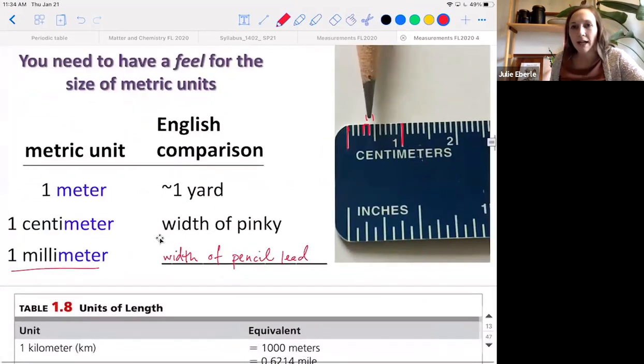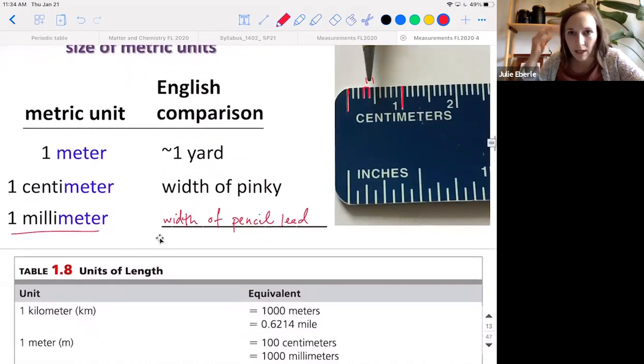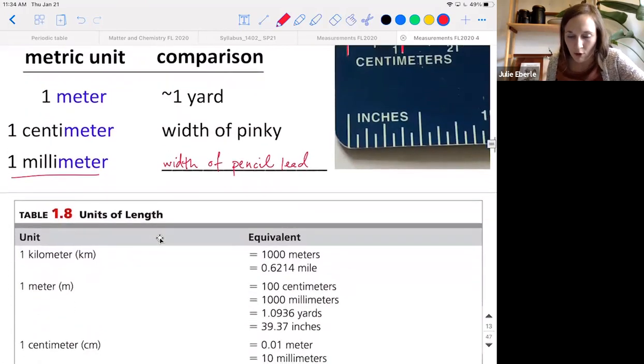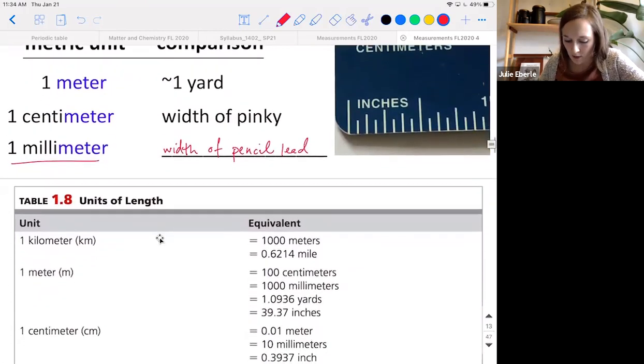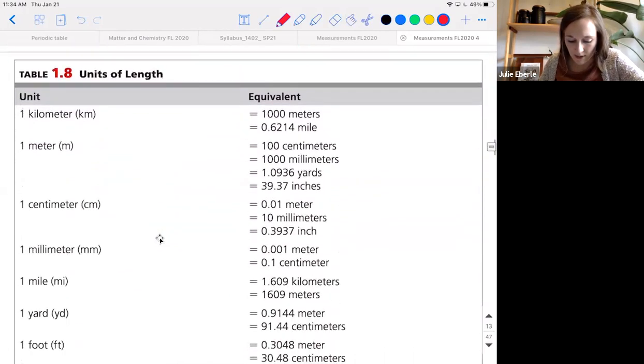These are probably some silly examples. I just want to give you something tangible to think about, so you know ballpark how big these distances and units are.